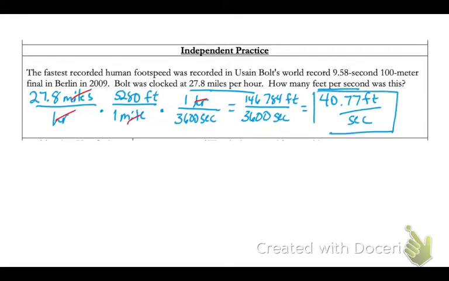And that concludes the notes for the second part of the concept over percents and proportions.